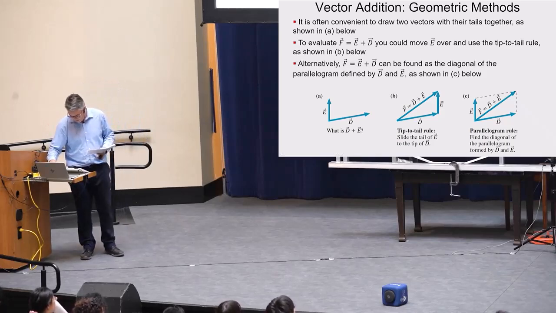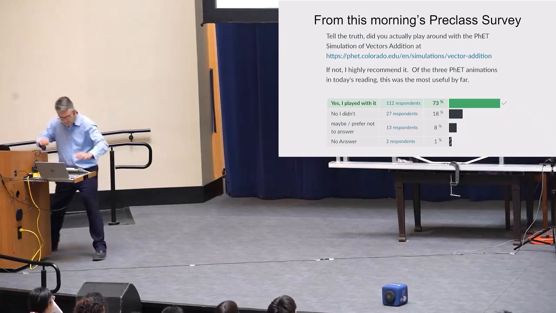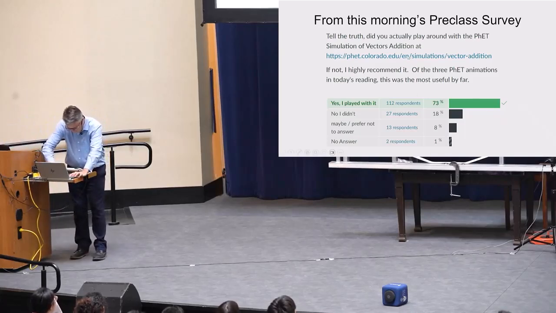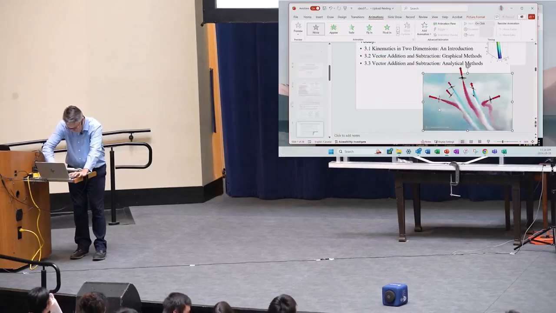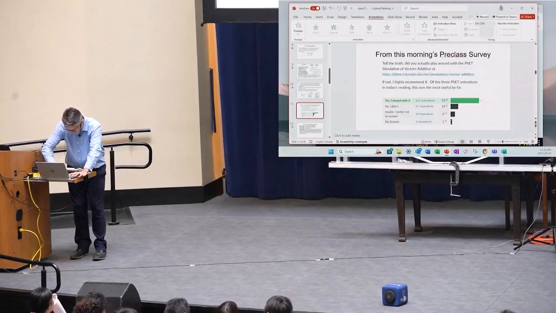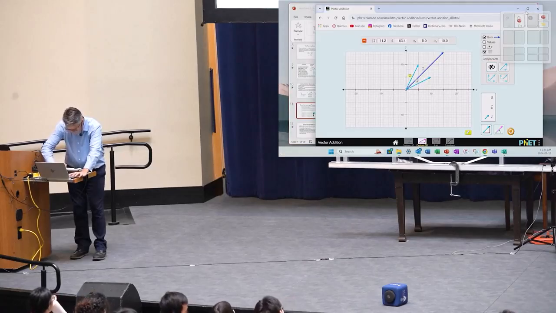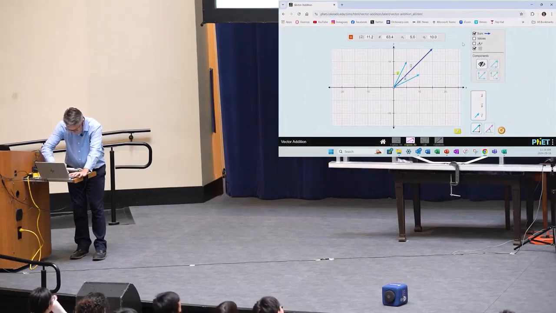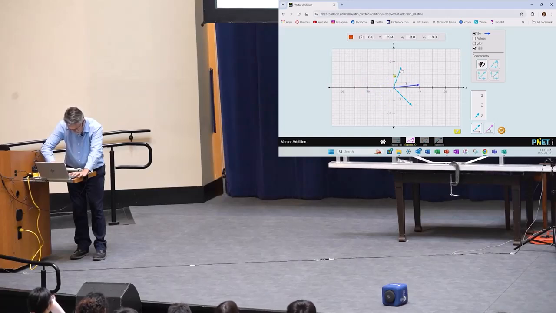And I asked people if they would use this pre-class, this Fed animation. 112 of you did it. It looks kind of like this. Basically, it just shows how to add 2 vectors. I'm adding B plus A. And if you change around B or change around A, the S there is the sum. S equals B plus A.